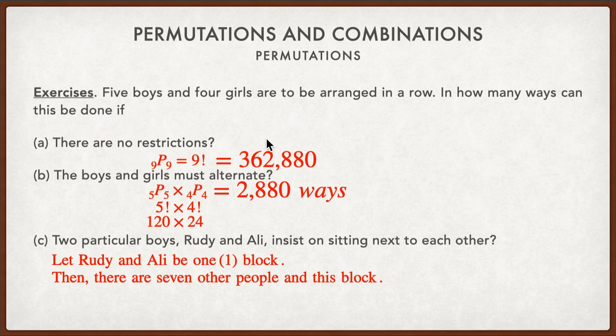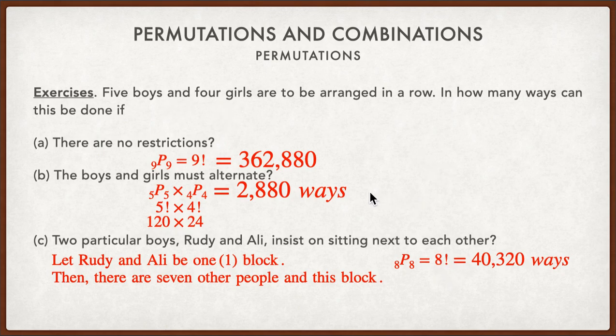Now, since we have 4 other boys and 4 girls, and there are no other restrictions, only that Rudy and Ali insist on sitting next to each other, instead of having 9 all in all, it's going to be 8. So that's simply 8P8, which is 8 factorial. What is 8 factorial? It is 40,320 ways.